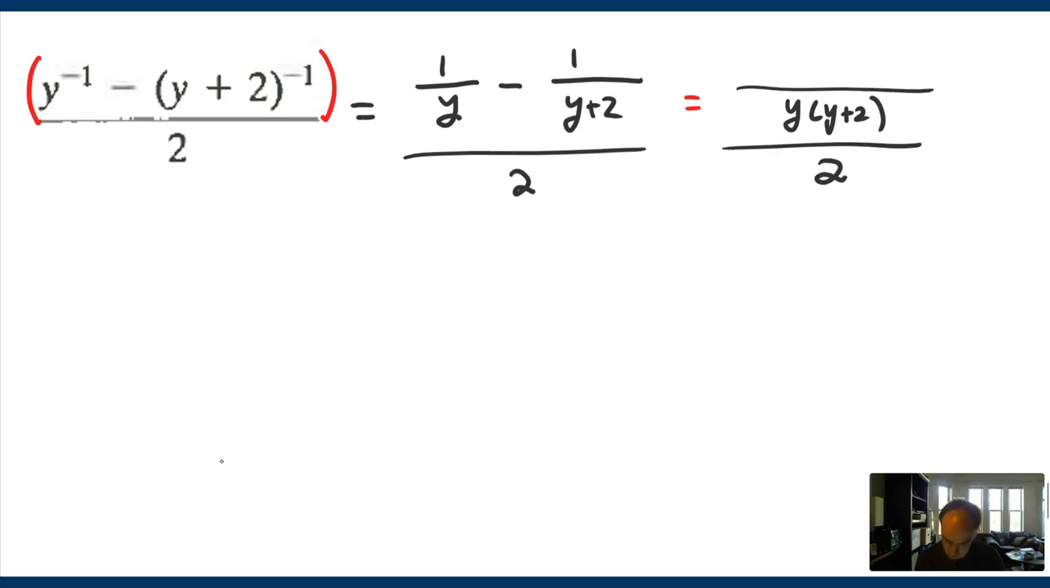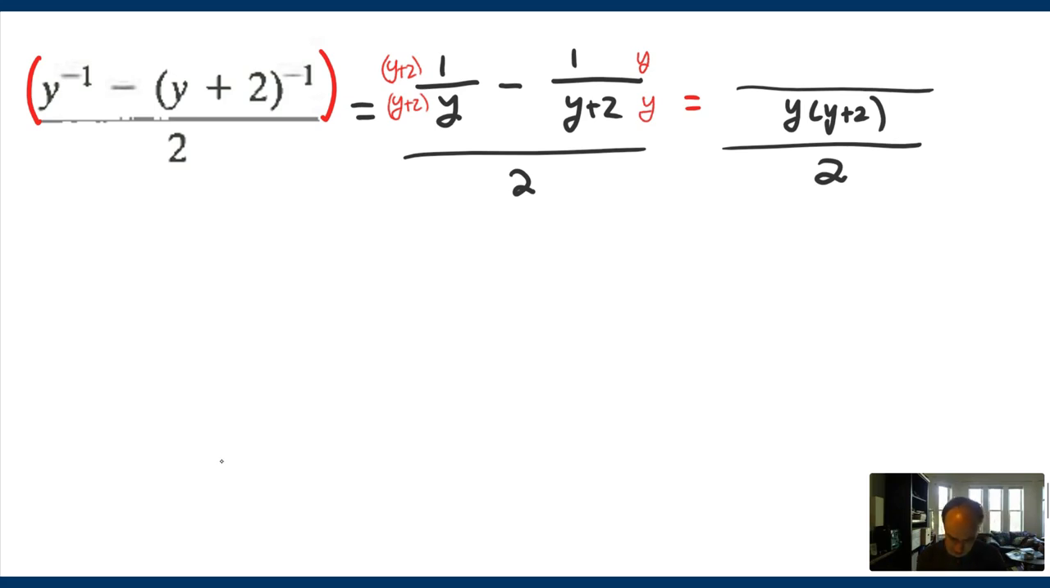I'm going to keep that 2 there just so I don't forget about it entirely. Now when I make that denominator, this needs to get a factor of y plus 2. This needs to get a factor of y. So I'm doing times y over y. Now, careful on the top here.